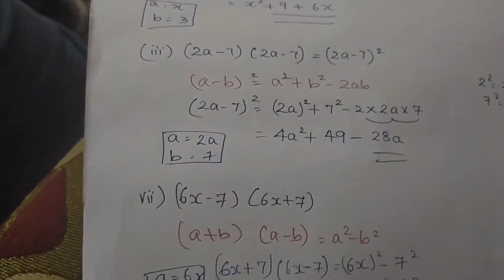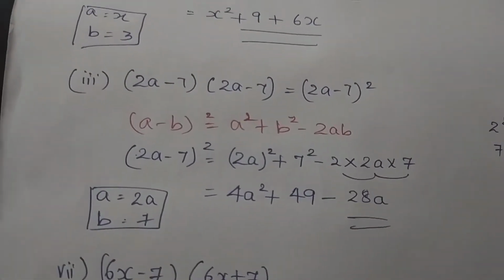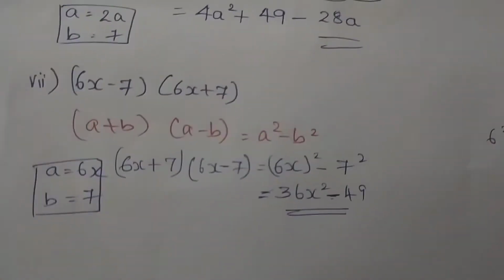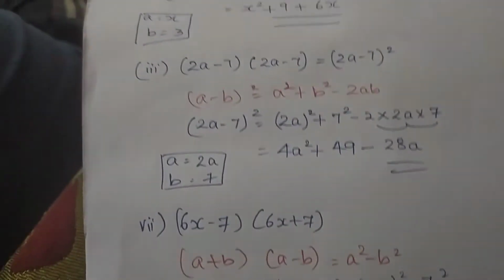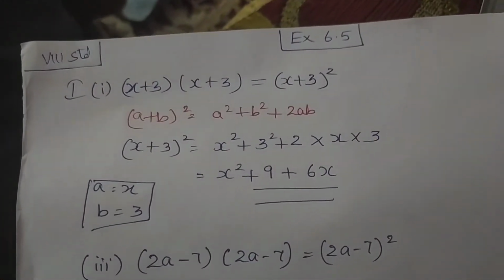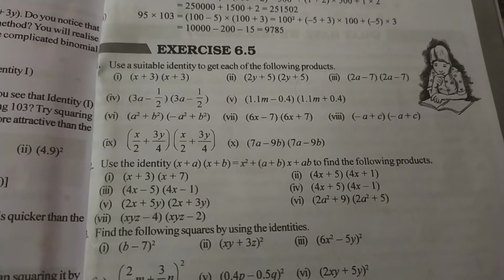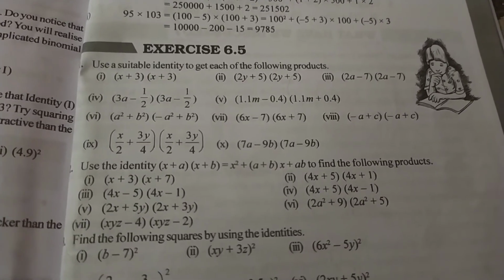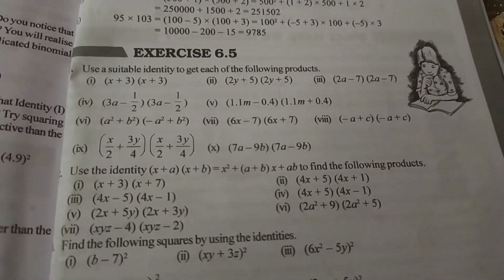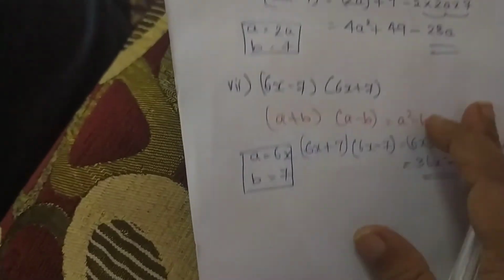We have done 3 problems, children. The first problem was based on identity a plus b the whole square. Second problem on identity a minus b the whole square. Third problem on identity a plus b into a minus b is equal to a square minus b square. I have covered 3 problems from first main of exercise 6.5. I am going to do second main 1 problem because it is of identity x plus a into x plus b. We will do problem number 1, which is x plus 3 into x plus 7. And we will do problem number 3. 2 different problems from this second main. Okay. So let's move on.